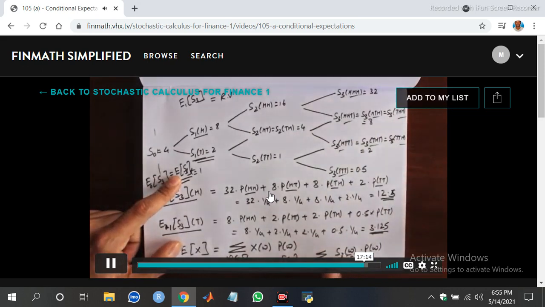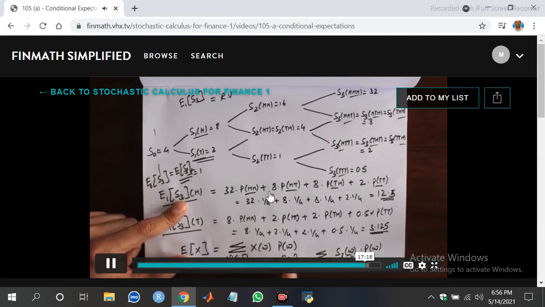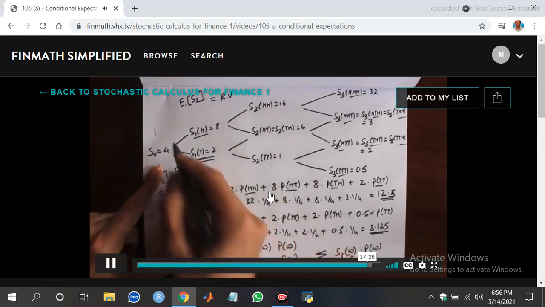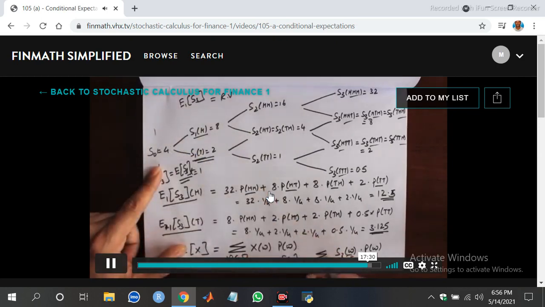Okay, that's how we calculate S3, the expected value of S3. But one thing to note is, the expected value of S3 without any information doesn't depend on any of the coin tosses. As you can see, it basically doesn't depend on a coin toss, and so this quantity is not random. It's very important to realize this, not a random variable.